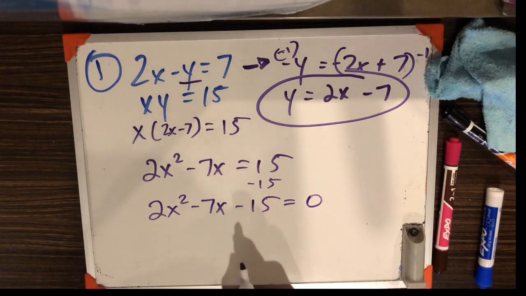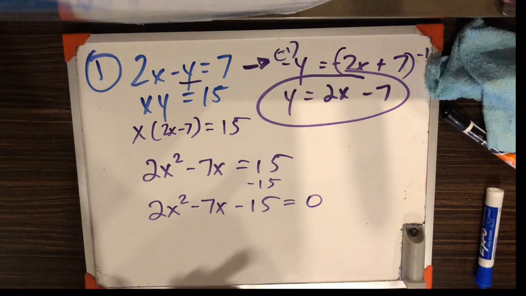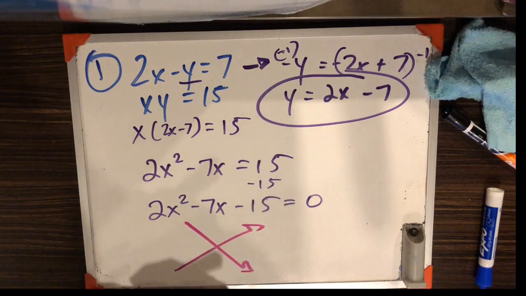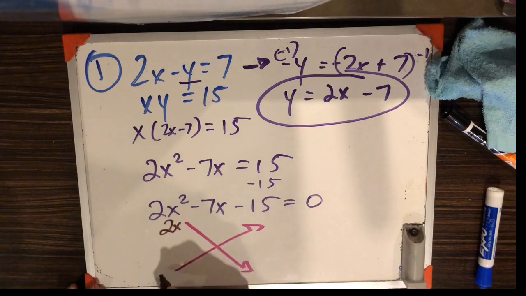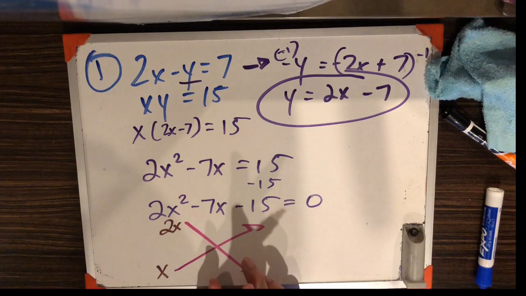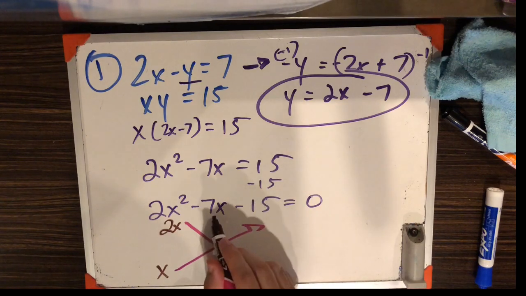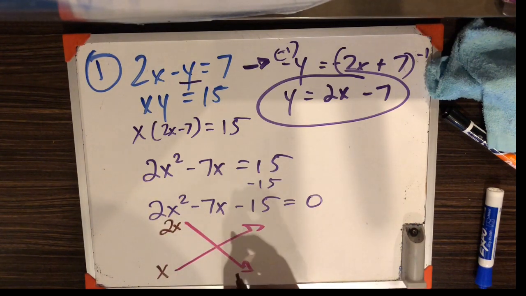All right, let's try to do factoring here. So let's see how this ends up. Okay, we can do our crisscross. So what multiplies to get us 2x squared? Well, that would just be 2x and x. What will multiply to get us negative 7x? Okay, think of factors of negative 15 that will add up to negative 7 when it comes to these two things.